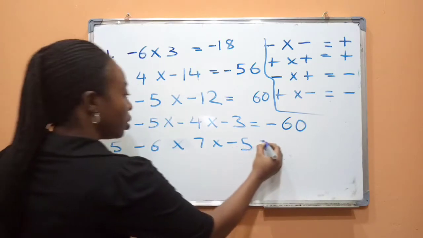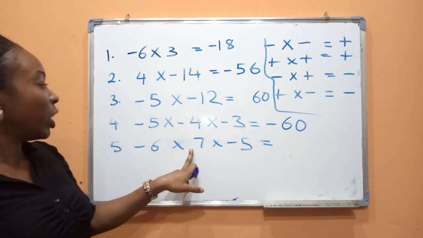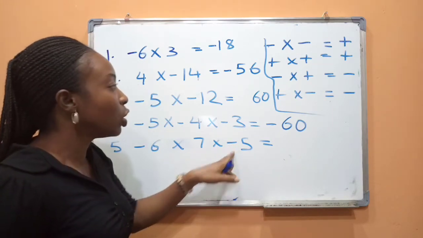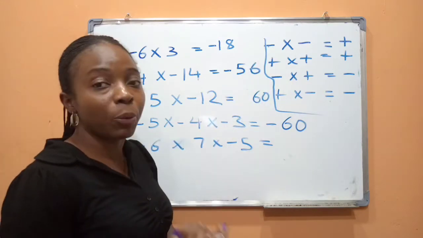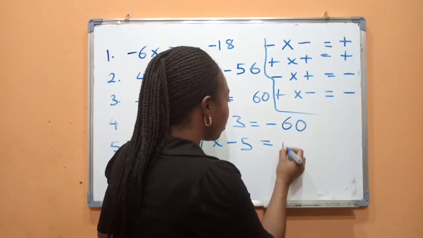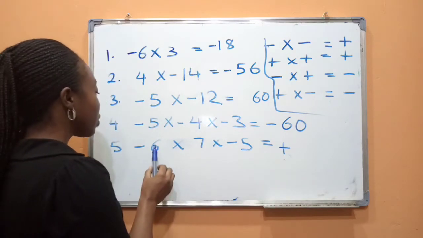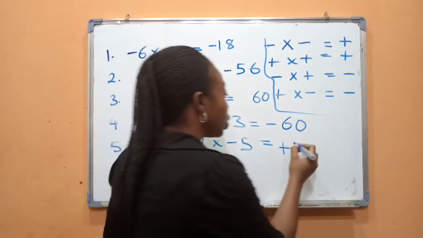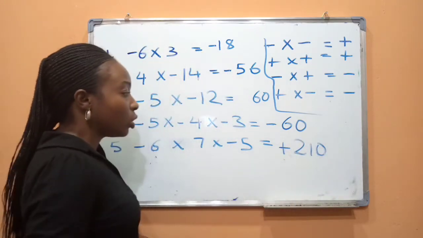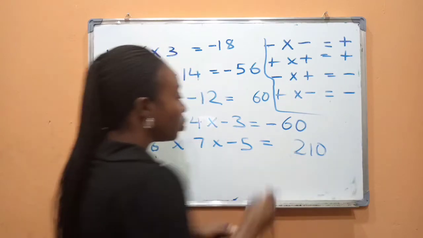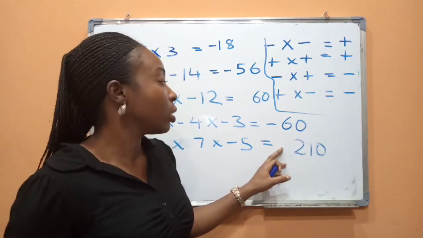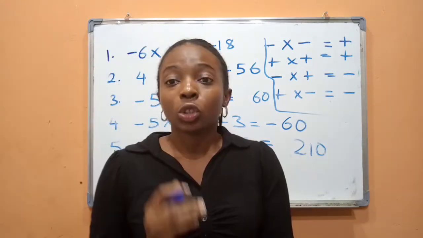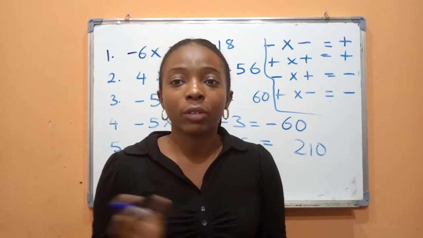How about this one? When we say minus times plus, we have minus, right? So we now say minus times minus. Remember, same signs give us a positive number. So we are going to have plus. And then when we say 6 times 7, it gives us 42. And 42 times 5 gives us 210. So we have plus 210, or we simply leave our answer like this, okay? 210. We don't necessarily need to write the plus to show that it's positive.